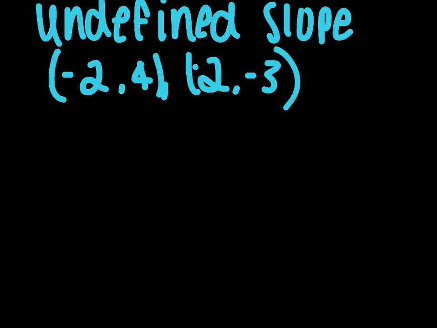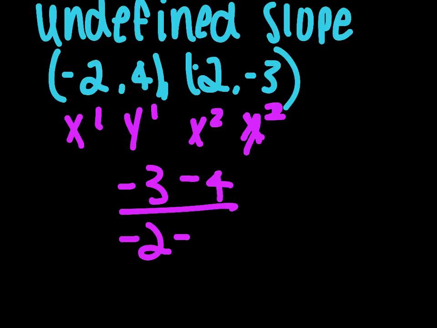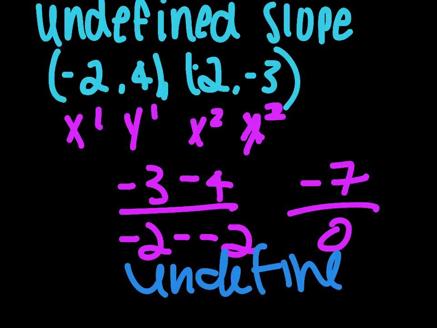It just doesn't really make sense. So you're going to do the same thing. So x1, y1, x2, y2. 2 minus 3, 2 minus 4, negative 2 minus 2. Now this becomes negative 7 over 0, and this is undefined. So that's the answer, undefined.